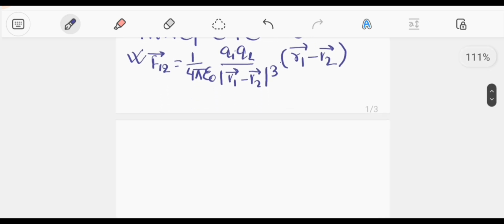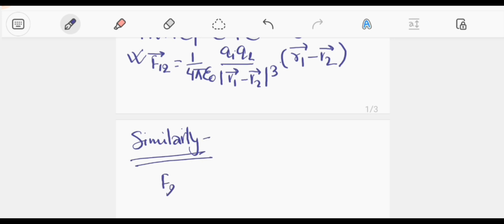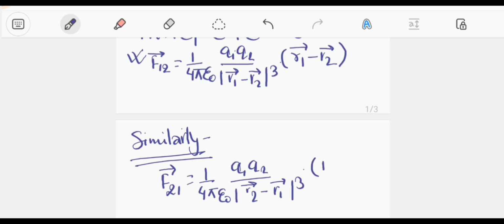Now if we take similarly for the other charge, we can write the force on the second charge due to the first charge as 1 by 4 pi epsilon naught, q1 multiplied by q2, divided by, since the directions are changing, r2 minus r1 the whole cube, multiplied by again r2 minus r1. Is it clear? So this is the second equation. So that's how we have studied it.